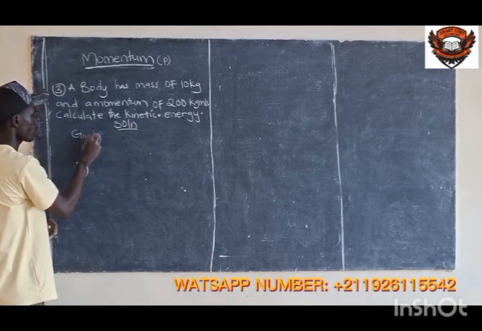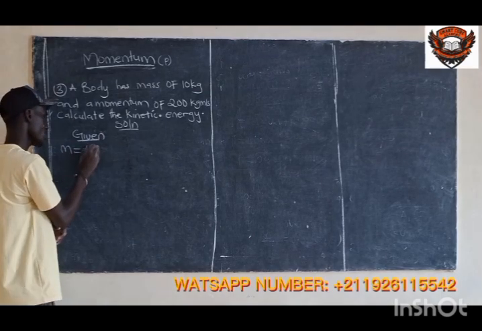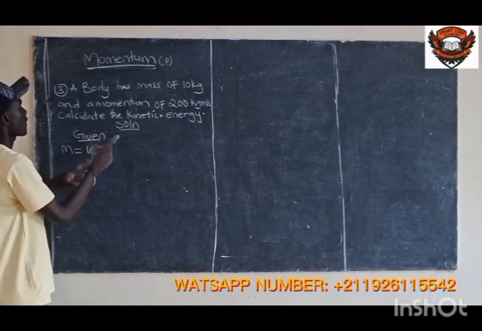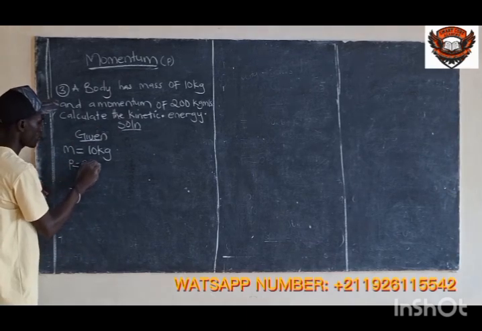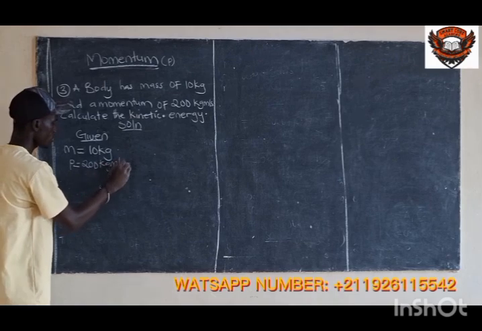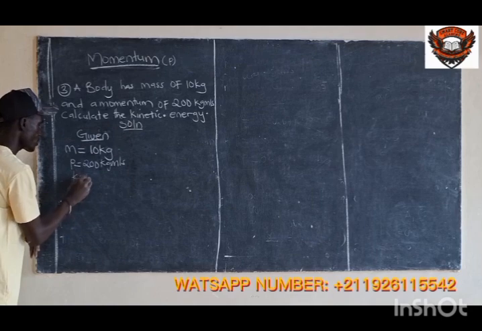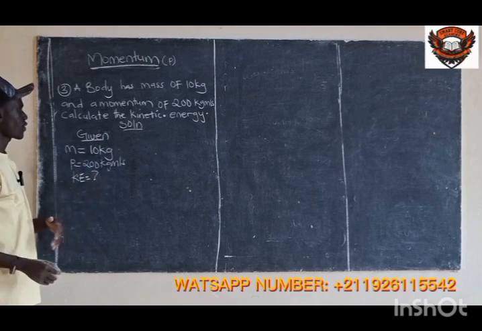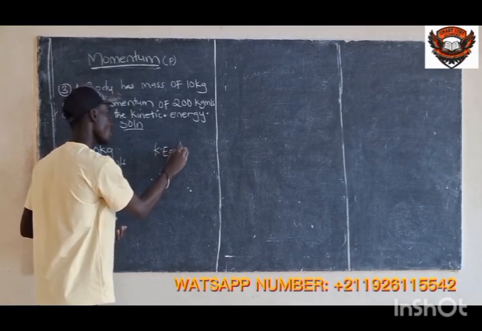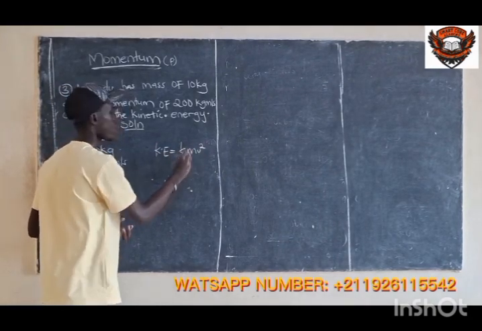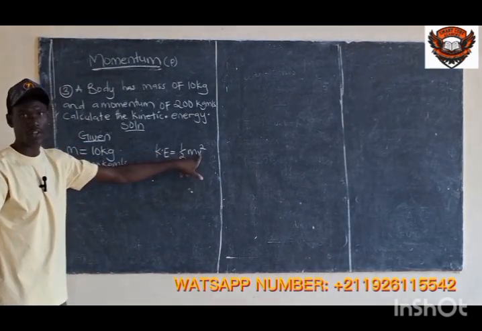So let's say solution, we list down the given parameters. The given mass is equal to 10 kilogram and the momentum is 200 kilogram meters per second. Calculate the kinetic energy. Kinetic energy, KE, is equal to question mark. But from the formula of kinetic energy, KE is equal to half mv squared.